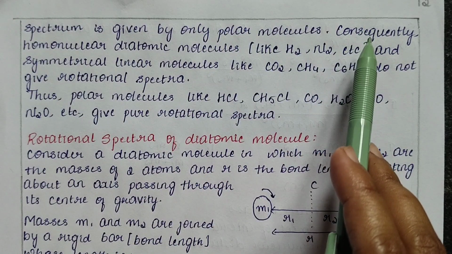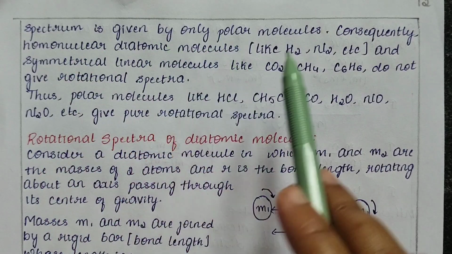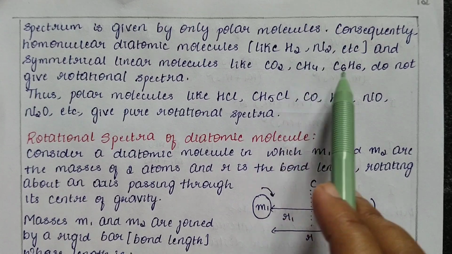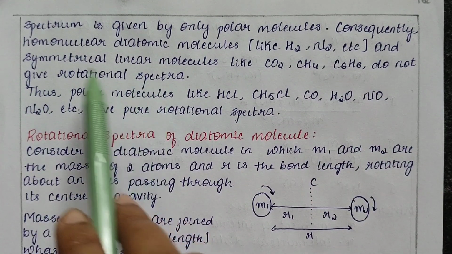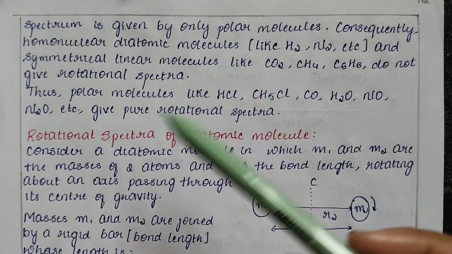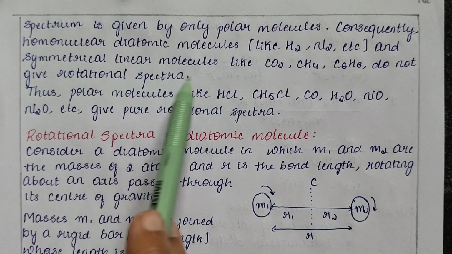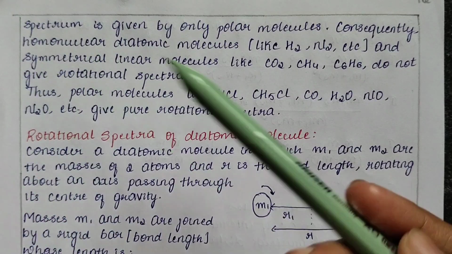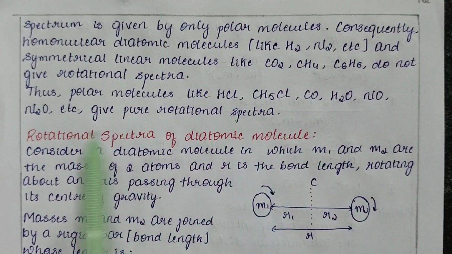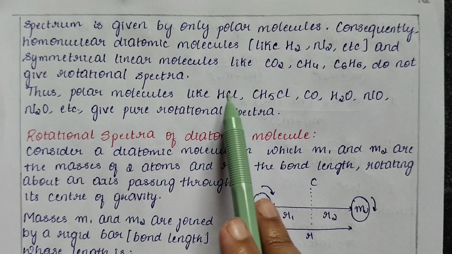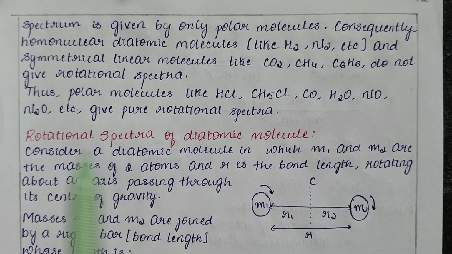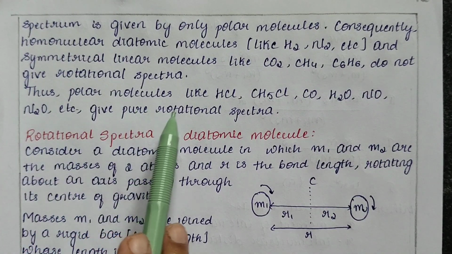Consequently, homonuclear diatomic molecules like H2, N2, etc. and symmetrical linear molecules like carbon dioxide, methane, ethane do not give the rotational spectrum. They do not give a rotational spectrum because they are linear and symmetric, and therefore even if they undergo a vibration, there will be no change in their rotation or vibration, which will not give us the proper spectrum we are looking for. And thus polar molecules like HCl, CH3Cl, carbon monoxide, water, nitrogen oxide, dinitrogen oxide, etc. will give us pure rotational spectra.